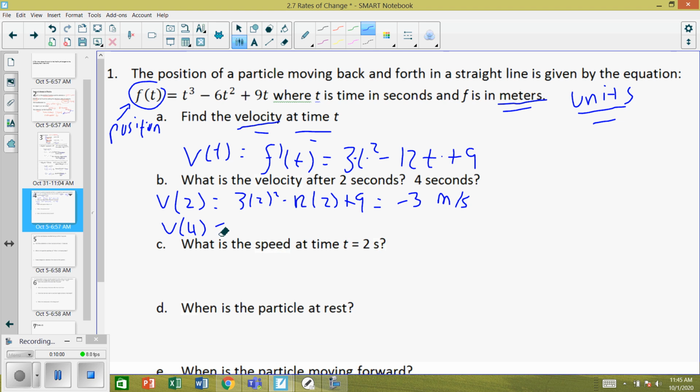And v of 4 equals, let's see, 3 times 4 squared minus 12 times 4 plus 9. And I got 9 meters per second. So that means precisely at that time, so at 4 seconds, the particle is moving 9 meters in the positive direction, so to the right, 9 meters per second.